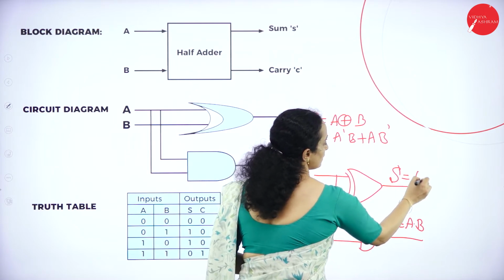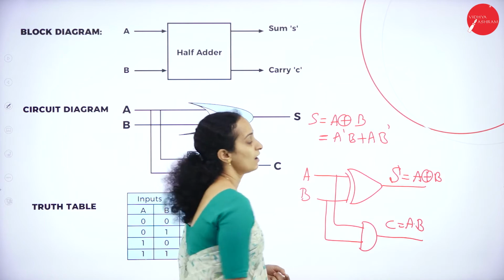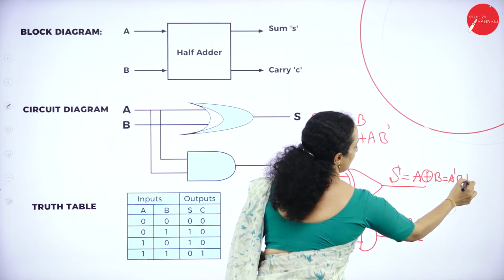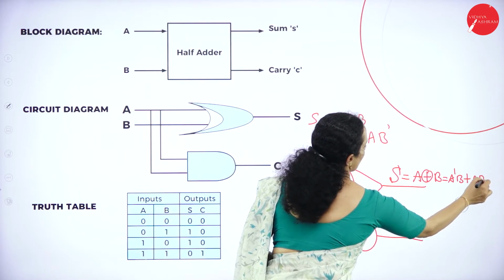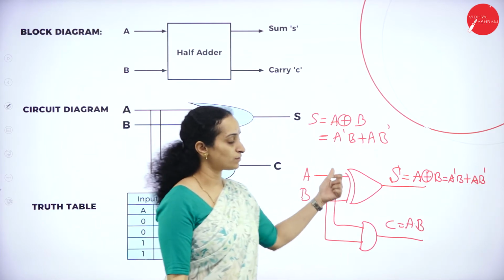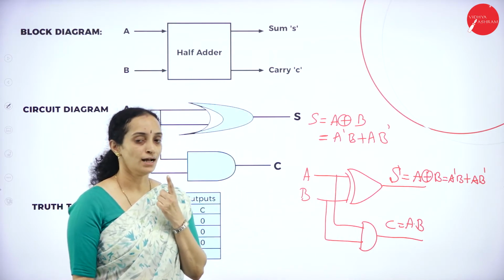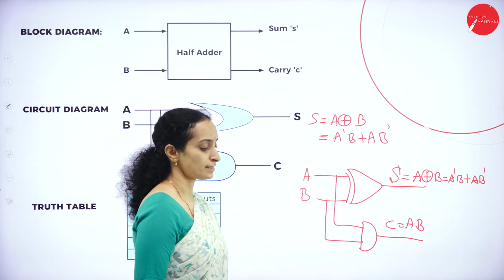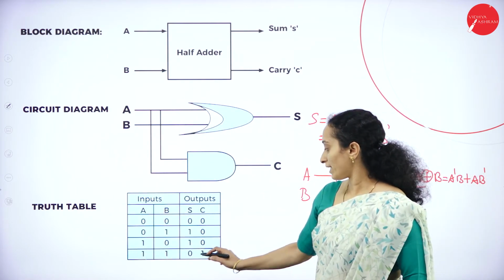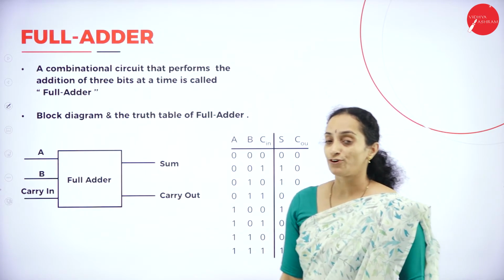S equals A XOR B, or A dash B plus A B dash. We are using the same expression with only one XOR gate. Alright, so this is the half adder that we use. Now let's move on to the full adder.